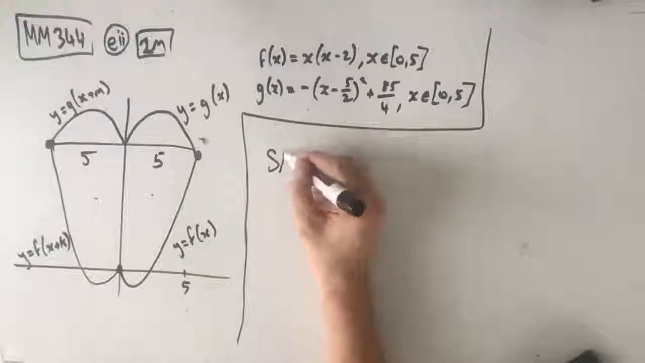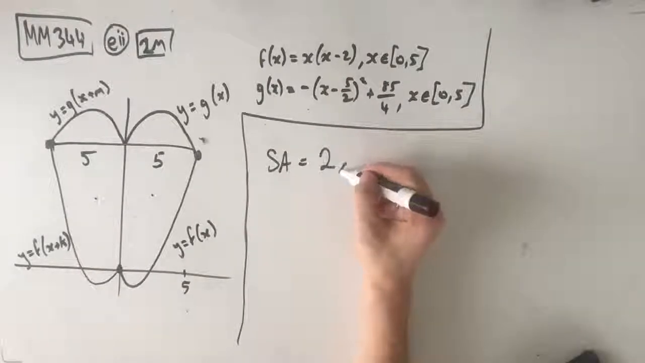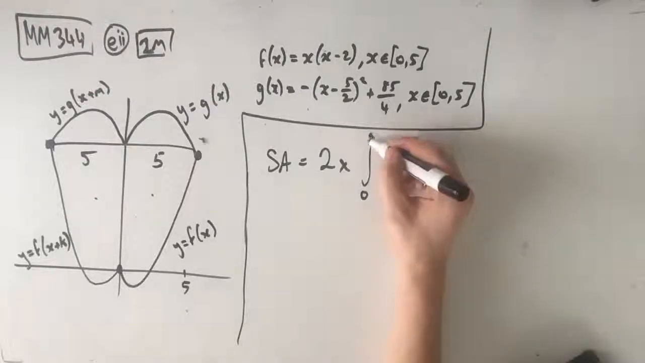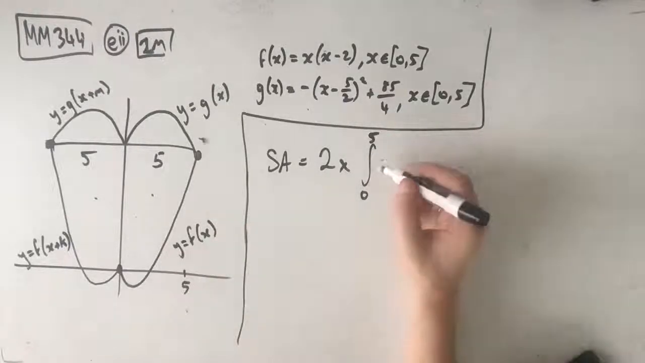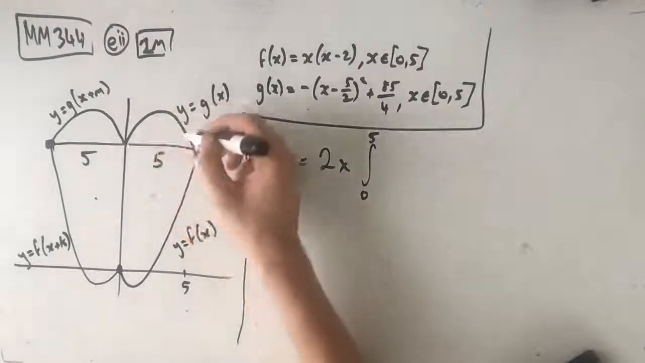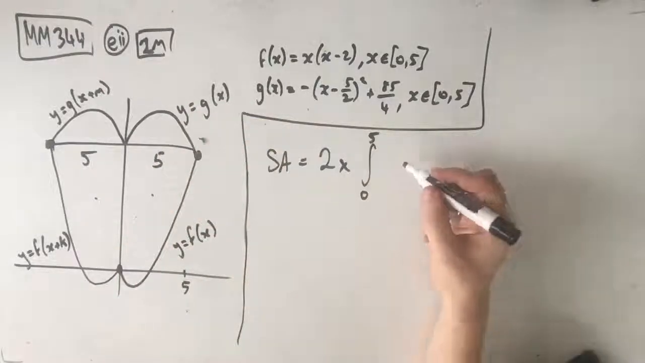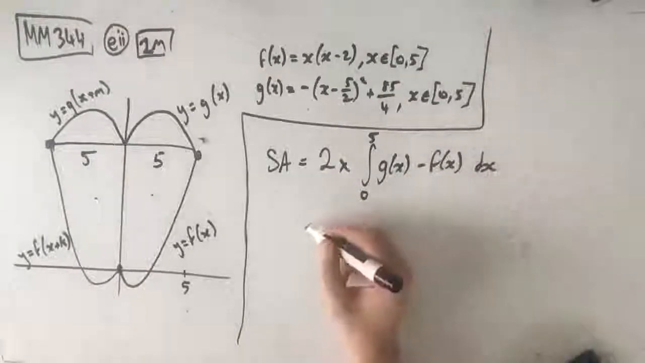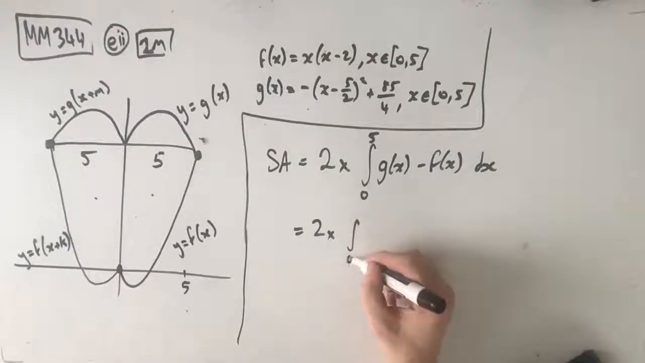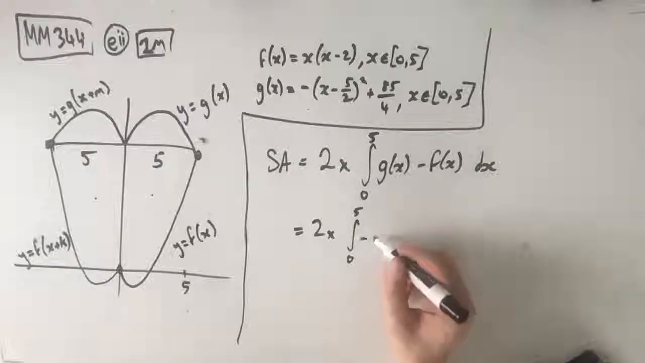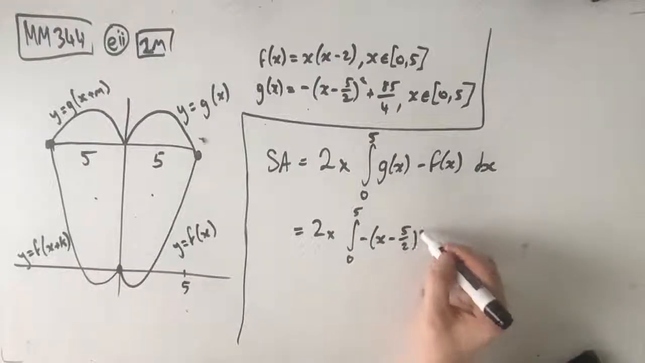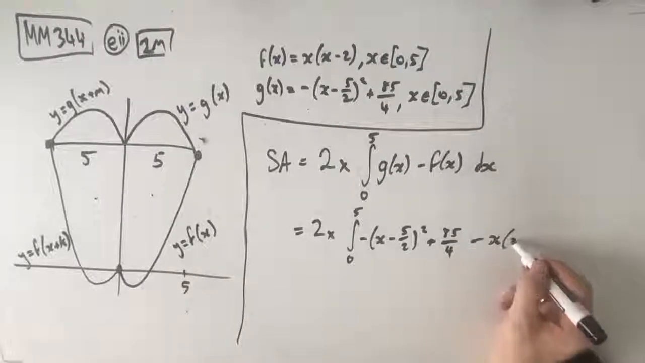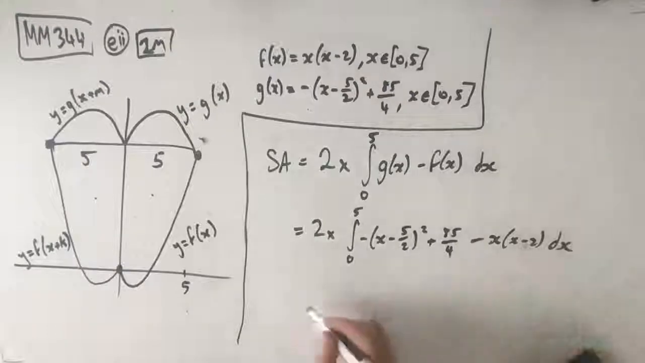So surface area is equal to 2 multiplied by this area, which is the area between 0 and 5, right? Because this is 5 and that's 0, of g of x minus f of x. Right, because whenever we want to find the area between 2 functions, we do one minus the other. So 2 times the integral from 0 to 5 of g of x, which is negative (x minus 5 over 2) squared plus 85 over 4, minus f of x, which is x minus 2, dx.